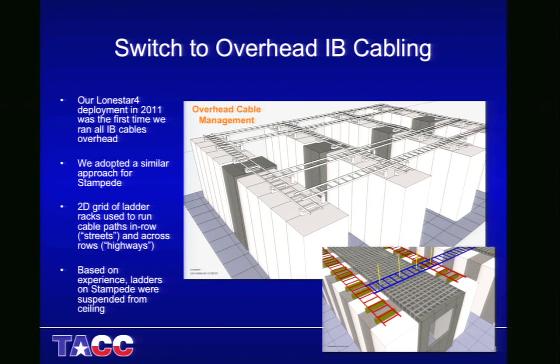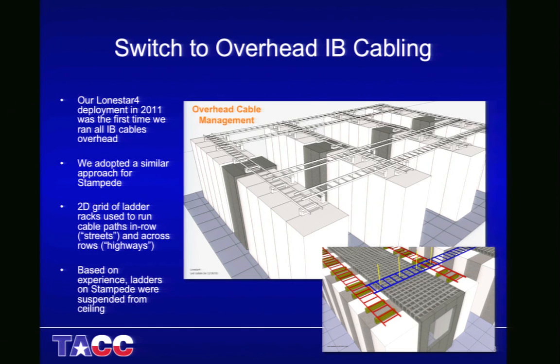As we moved into bigger systems, like other folks, we started switching to overhead cabling, similar to what we saw this morning. The first time we did this was on our Lone Star system, which is about 2,000 nodes. This is a picture of what our design looked like. All we do is use commodity ladder racks on the tops of the compute racks, and we have streets which run down the length of the row, and then highways to get cables between the rows. Pretty standard stuff.